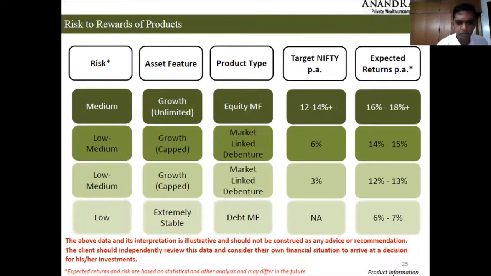So what happens is these market-linked debentures come as a part of the portfolio, but sir, currently with the bull run that is happening in the market, we are restricting our exposure to market-linked debentures only up to 30%, sir, not going beyond that. Because today, sir, the market has a potential of delivering more than say 18% return.